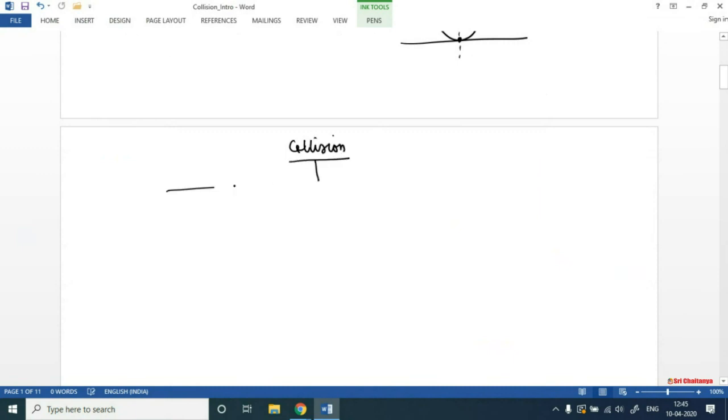Based on line of impact, collision can be divided into two broad categories. One type of collision is known as head-on collision, and the other one is known as oblique collision.